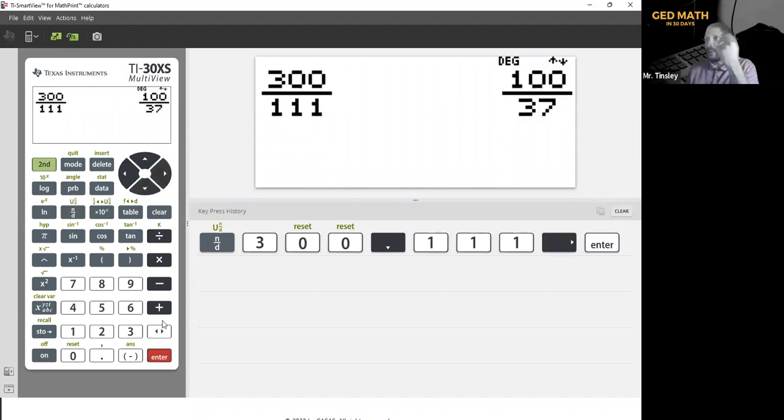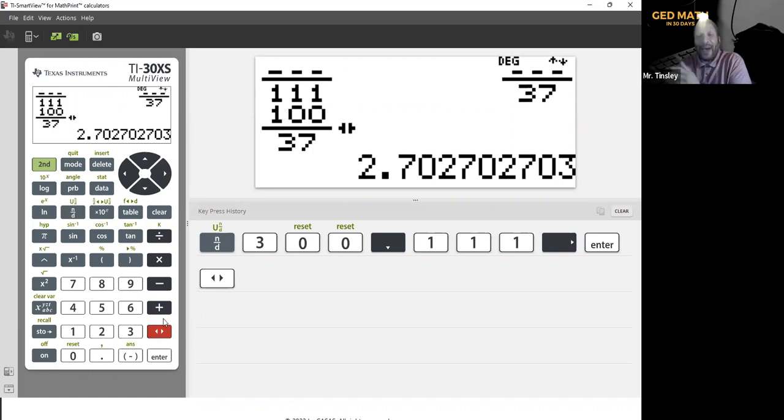I got 2.7. Could that possibly be the answer? No. Why? Because 100% is what whole number? 50? Nope. 25? Oh, so let's make sure we understand what percent means.